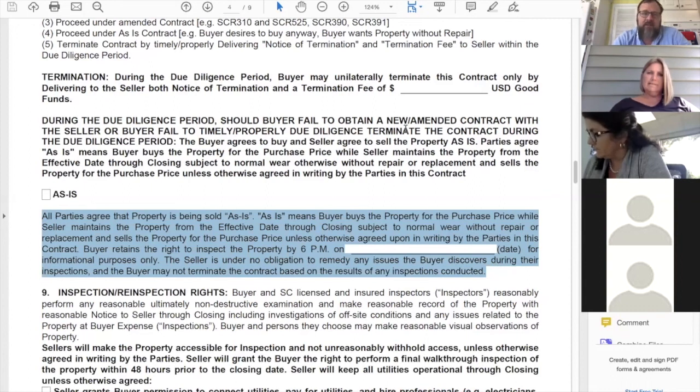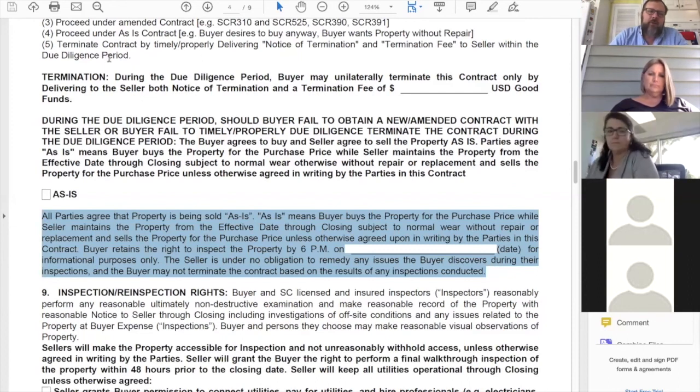So as is obviously would be best case scenario for a seller because they don't have to worry about doing anything. It does not eliminate the financing contingency. It does not eliminate the CO 100 contingency. It just says as far as inspections are concerned, you are only inspecting it for informational purposes only.